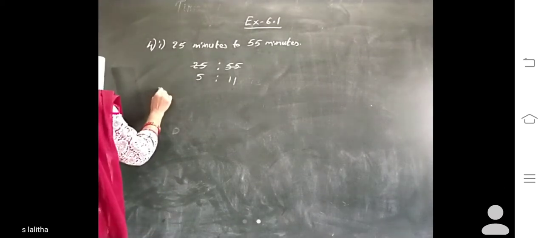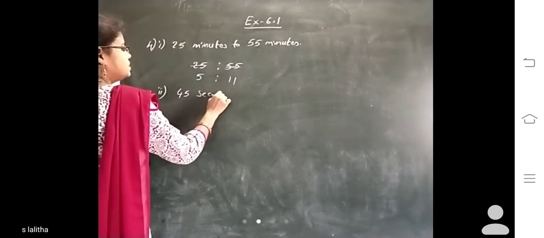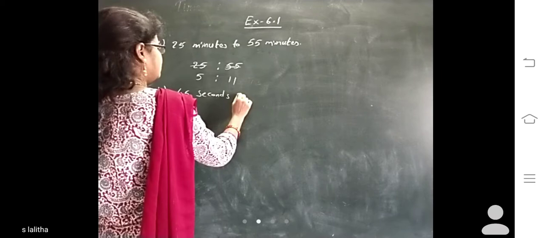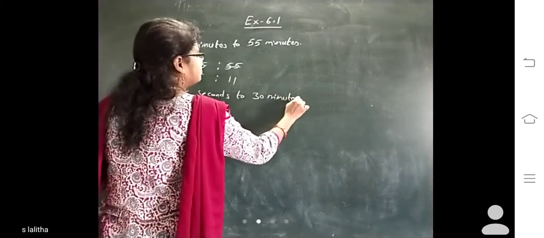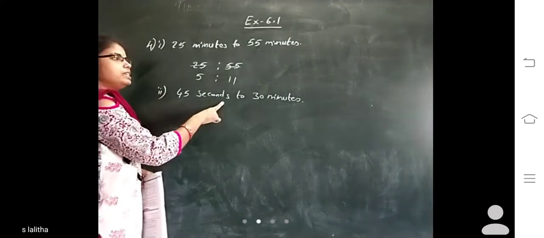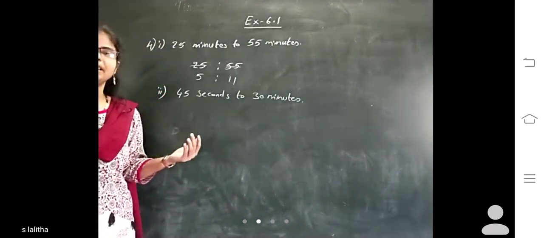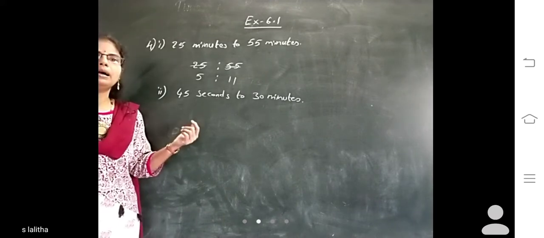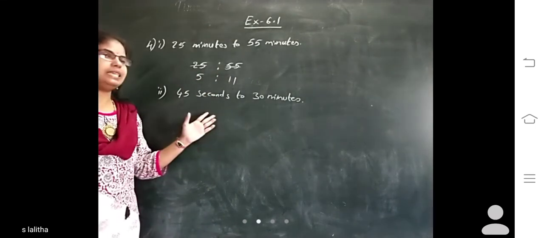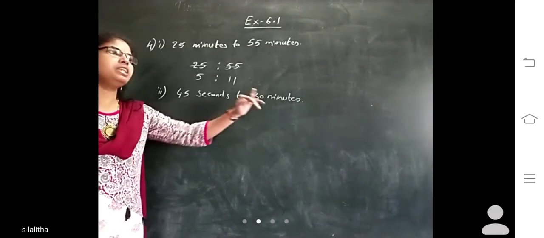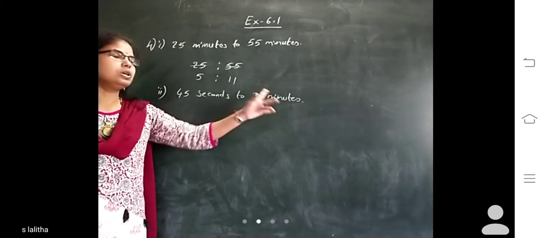Next, the second one: 45 seconds to 30 minutes. In a ratio, what we learned here is that it compares two quantities of the same kind. But here, seconds is given and here minutes is given. So you have to convert minutes to seconds.